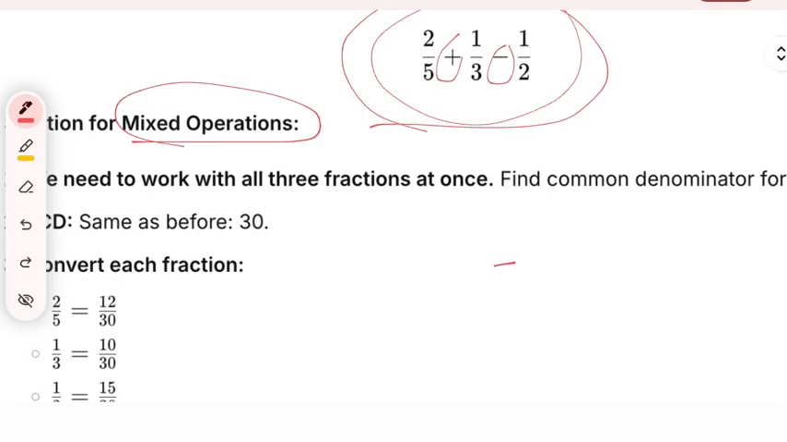I will not recommend it if you have big numbers as denominators because you will have an LCD that is so huge. But in this case, these numbers are only 5, 3, and 2. If you multiply 5 times 3 is 15, times 2 is 30. So your LCD would be 30. It's okay to multiply the denominators to find the LCD if your denominators are small numbers like 5, 3, and 2.